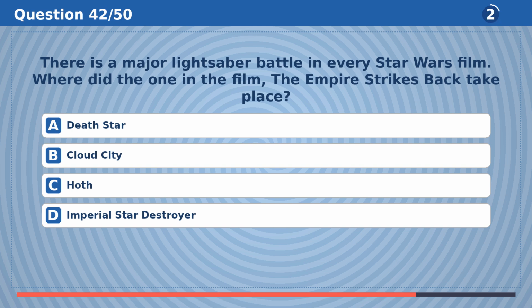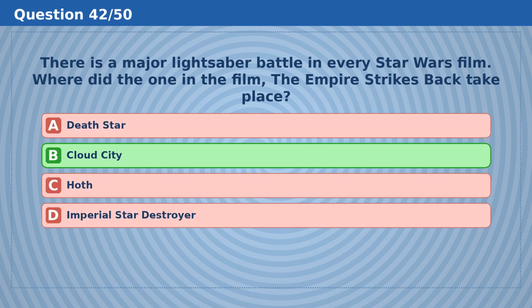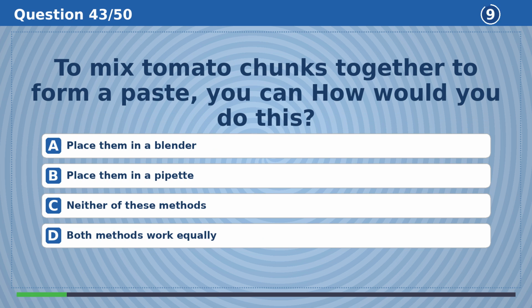There is a major lightsaber battle in every Star Wars film. Where did the one in the film The Empire Strikes Back take place? The answer is B, Cloud City.